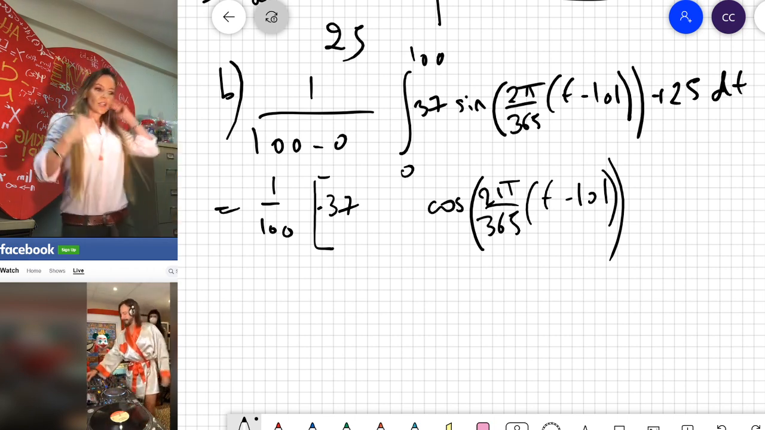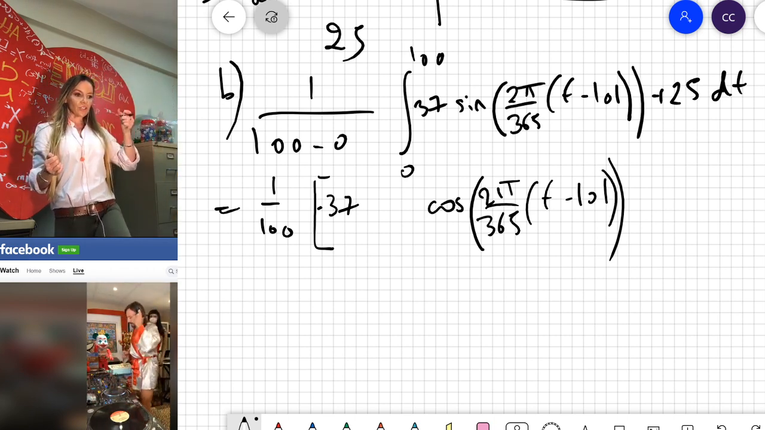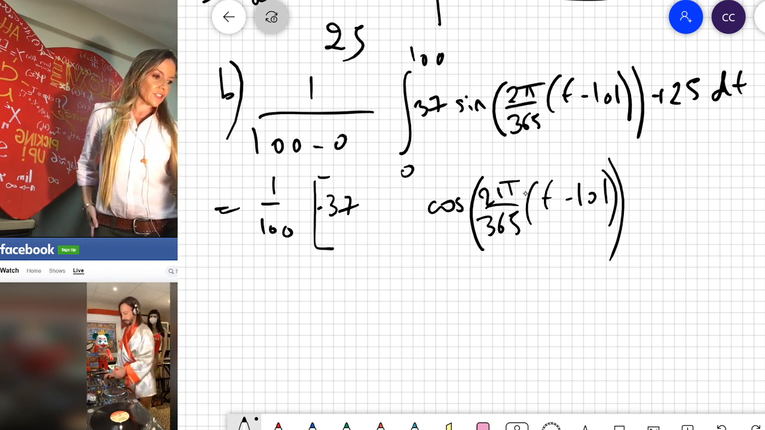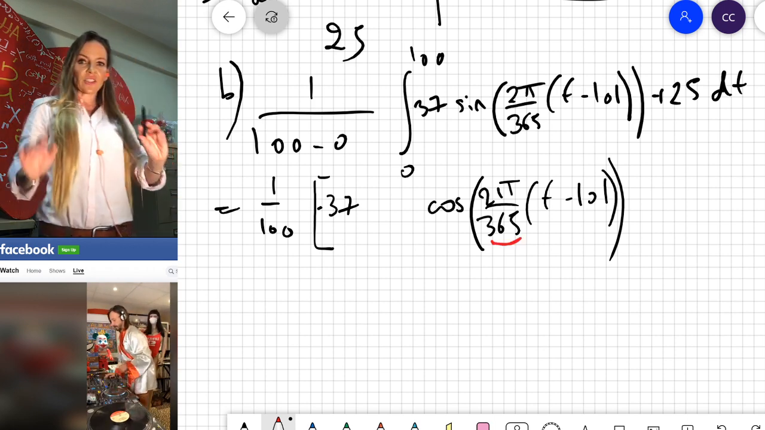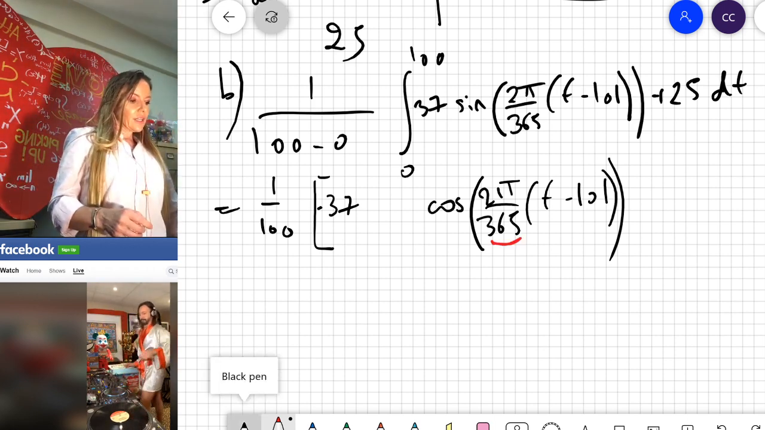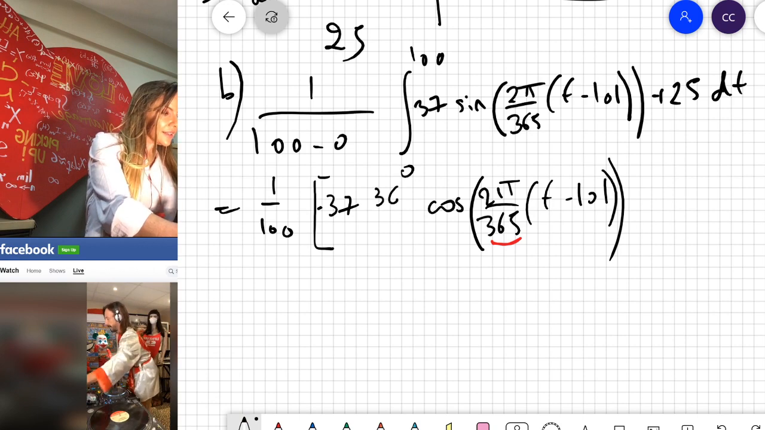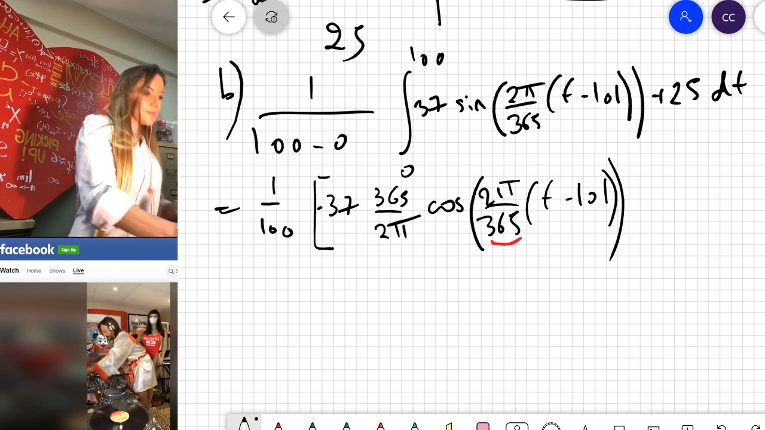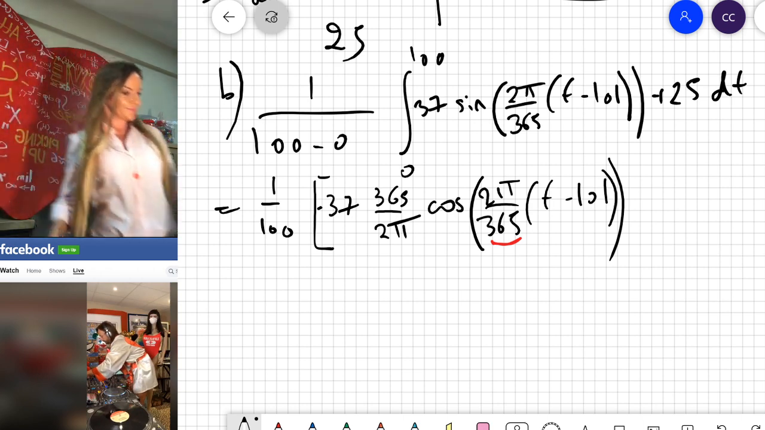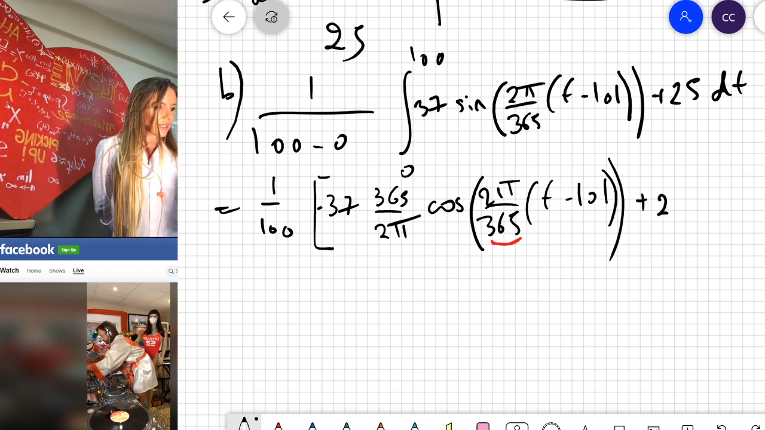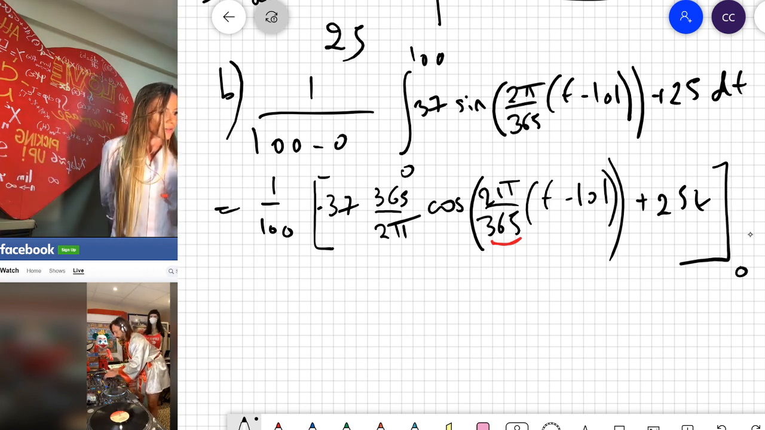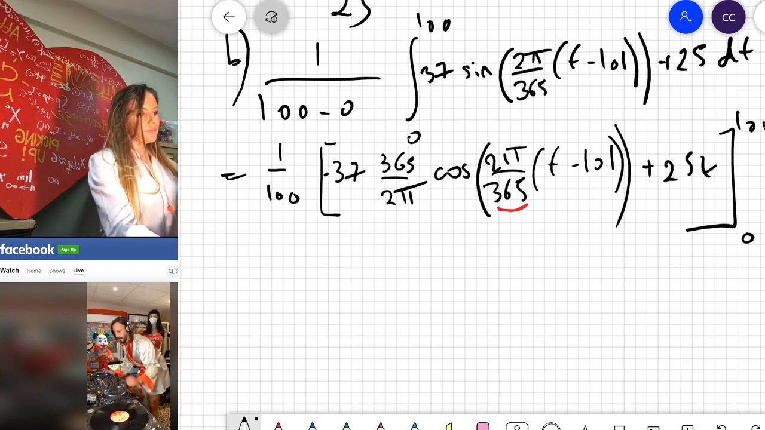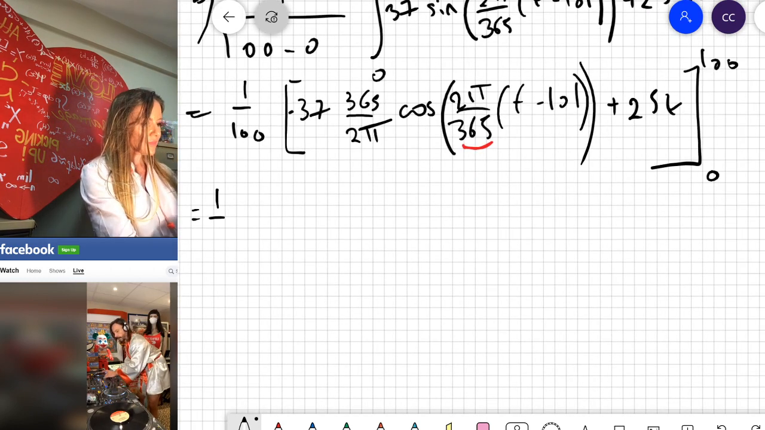And so, you see, because the cos becomes a negative sign, when you differentiate, you'll bring that out, so you need to counter that. If you multiply by that, then they'll cancel each other out. And then that's just... and from 0 to 100.